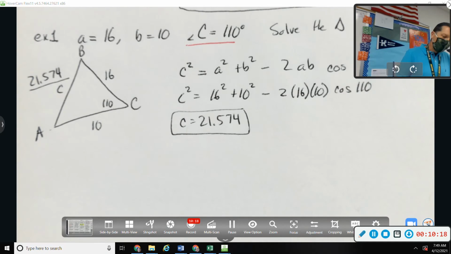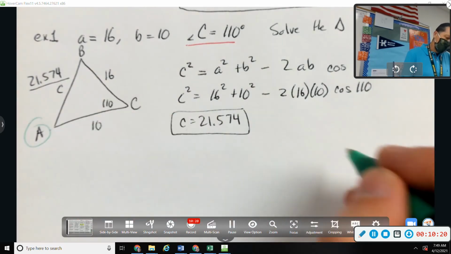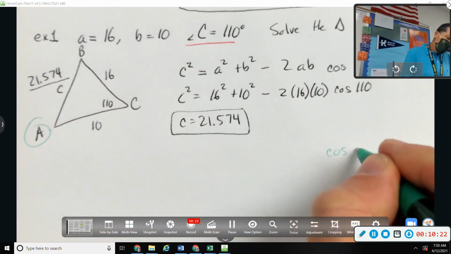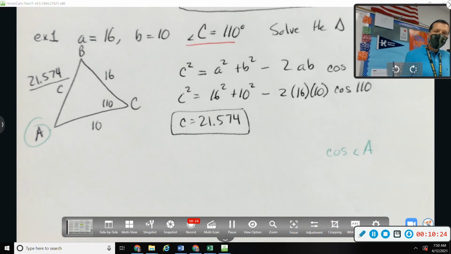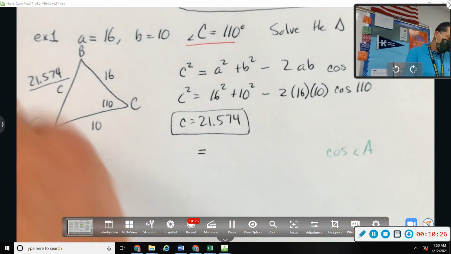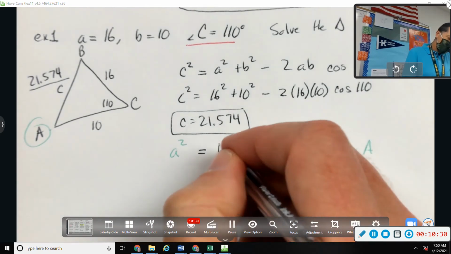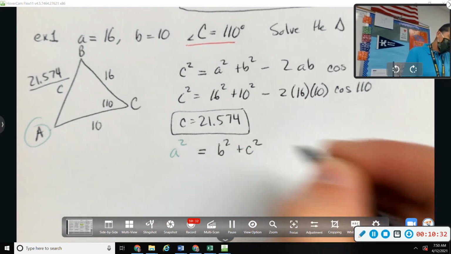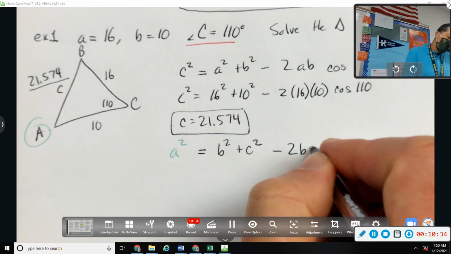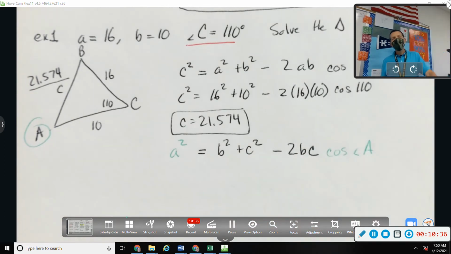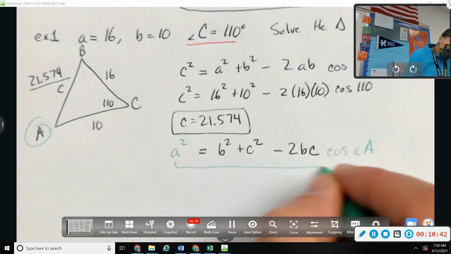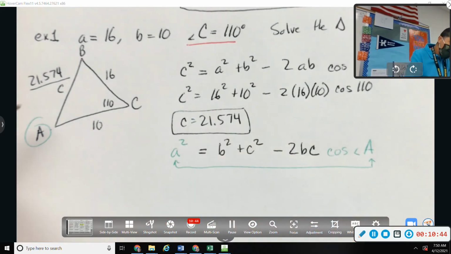So let's find angle A. Doesn't really matter which one we find. Cosine of angle A. That means a squared better be on the other side. So b squared plus c squared minus 2bc cosine of A. Because the a's have to be across from each other.